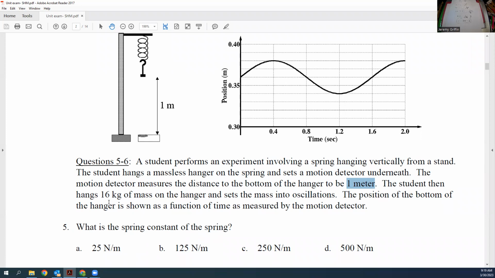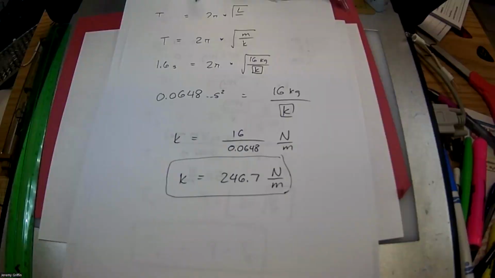But then when they put on 16 kilograms, guys, what is the equilibrium value for this oscillation? Yes, 0.36. So it came all the way down to 0.36, and then it was oscillating around the 0.36 meter mark. So what's that difference? What's 100 minus 36? I'm getting 64 centimeters, so call it 0.64 meters. If you let it eventually come to rest, it would have stretched 0.64 meters.